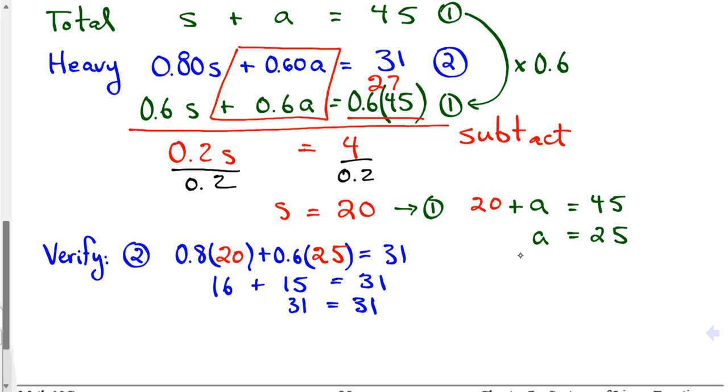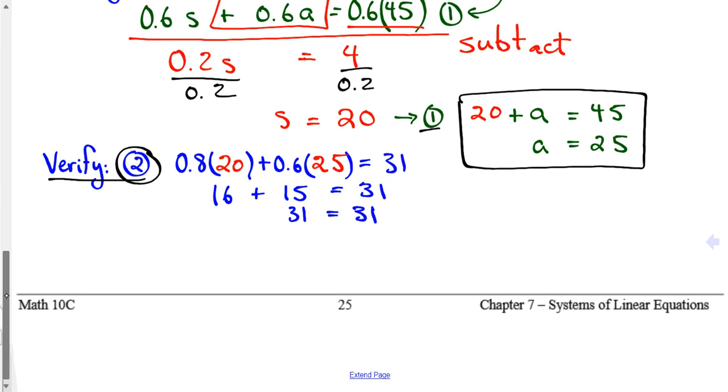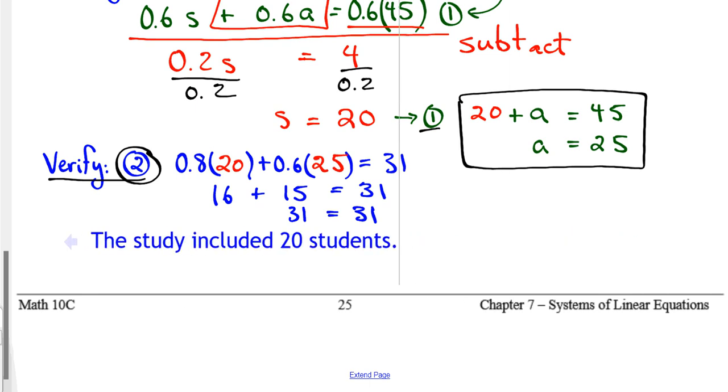So as you can see over here, I have solved to get the number of adults being 25. Then as we come back here, and again, notice I alternated equations, used equation 1 here to solve for A, then I used equation 2 here to do my verifying, and it looks like my solution works, and so I can write my sentence answer, which is that the study included 20 students.